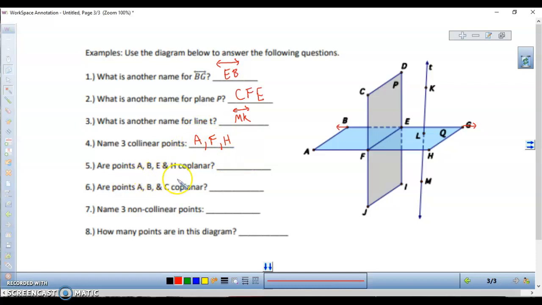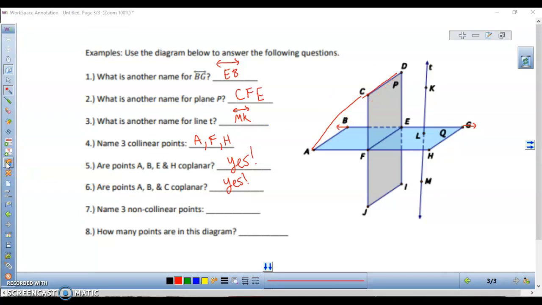Are points A, B, E, and H coplanar? Let's take a look. A, B, E, and H. Are they coplanar? Are they all on the same plane? Well, notice A, B, E, and H are all on this light blue horizontal plane. So yes, absolutely. Are points A, B, and C coplanar? I'm not even going to look at the picture. Of course they are. Any 3 points are always coplanar. But also you guys could imagine that there's some diagonal plane that's drawn, or not drawn rather, that contains those 3 points. So you can see why that would be the case.